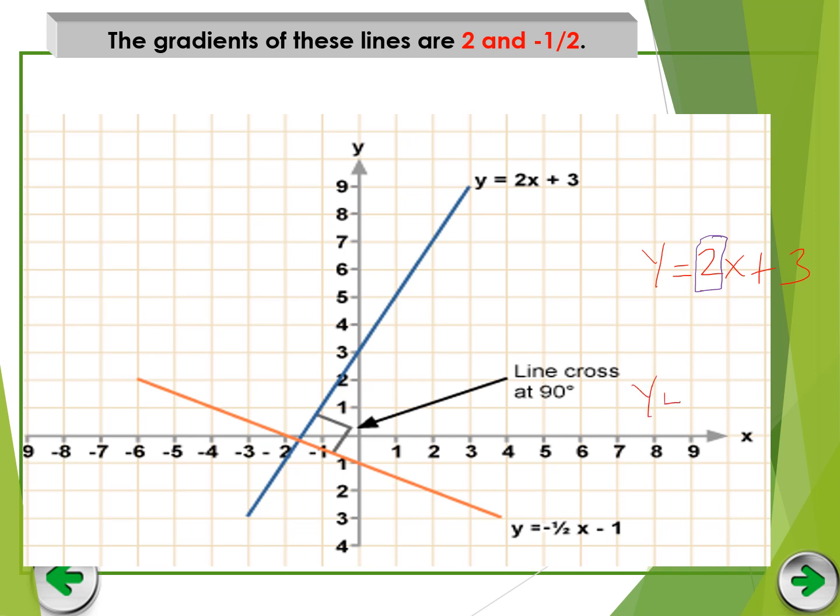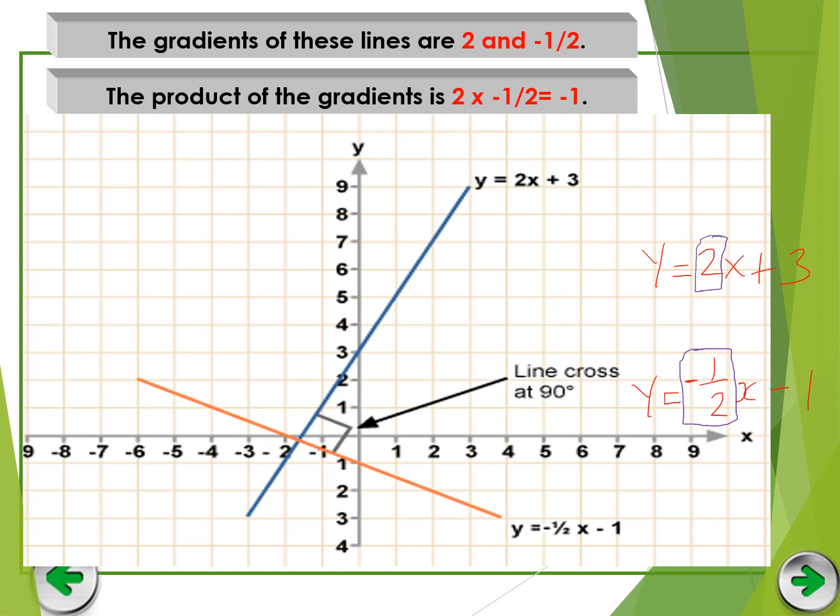Y equals -1/2x minus 1. That gradient is -1/2. And we see here it says the product of the gradients is: we're going to multiply that 2 by this -1/2, and that's going to give us -1.